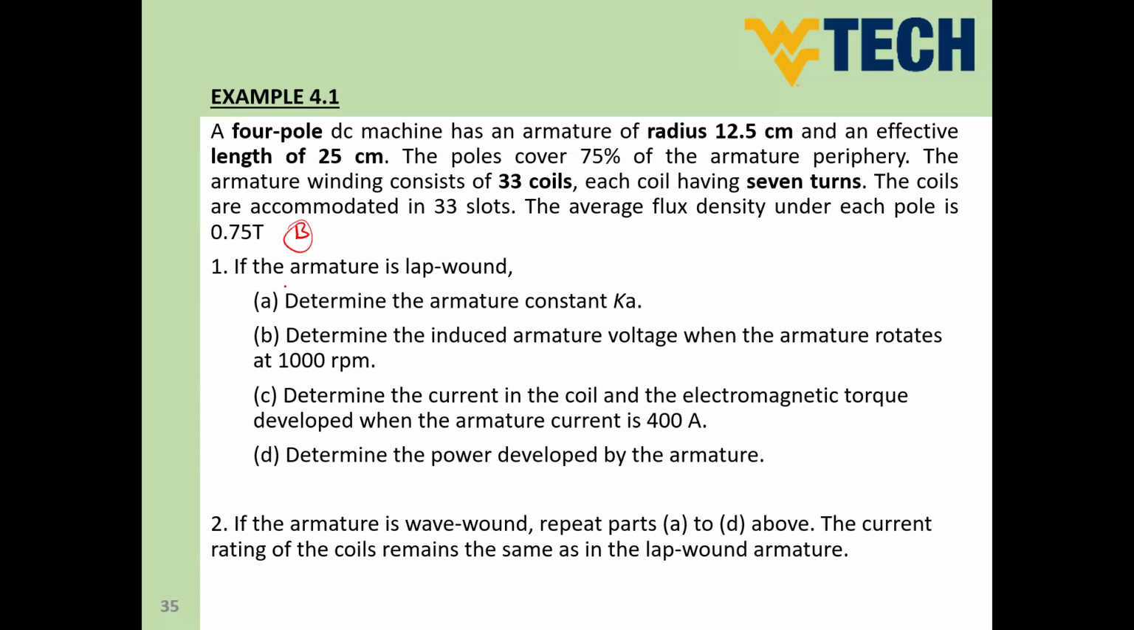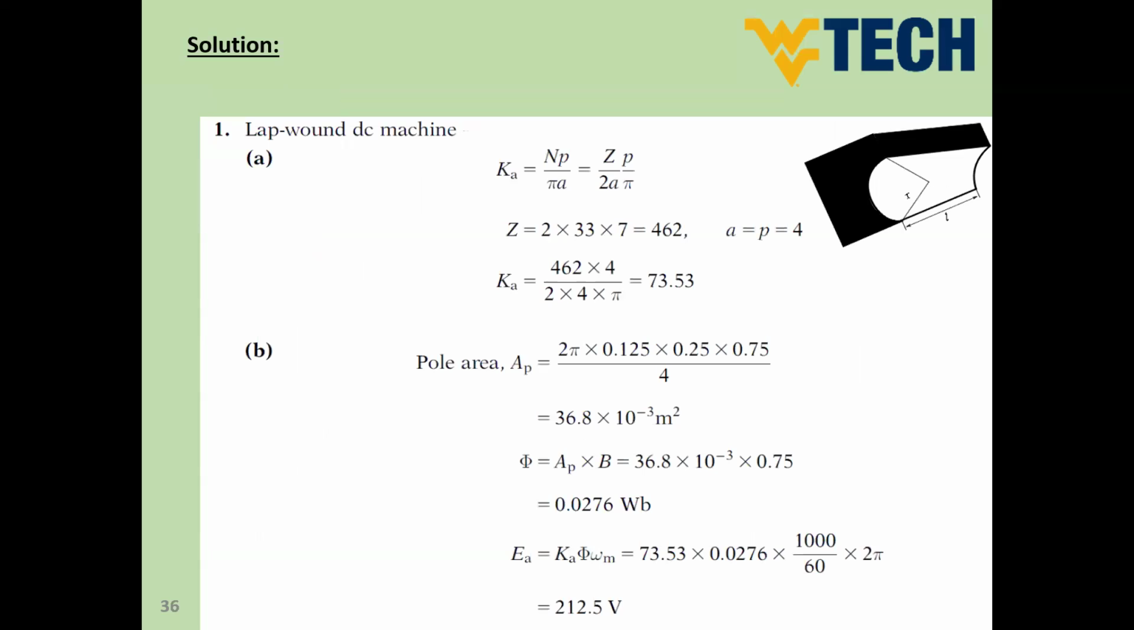First case, in case the armature is lap winding: determine the armature constant Ka, determine the induced armature voltage when the armature rotates at 1000 RPM, determine the current in the coil and the electromagnetic torque developed when the armature current is 400 amperes. Finally, determine the power developed by the armature. This is in the first case, if the armature is lap winding. And then repeat all from A to D in case of wave winding. So let's, guys, start step by step. Let's start with the lap winding.